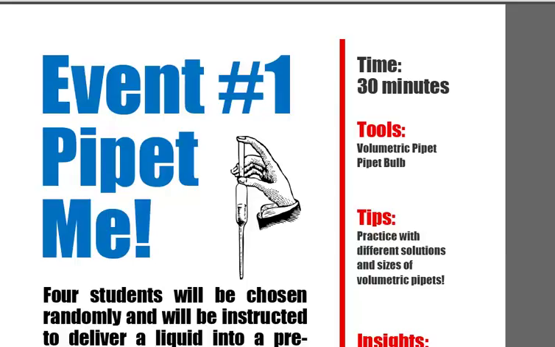Okay, so you're watching this video because you want to know, what does your team have to do in order to win the money? All right, so we're going to first start off with event number one. And event number one is called Pipet Me, and it's going to be your job to figure out how to use the volumetric pipette the correct way. And that's what this event concerns.